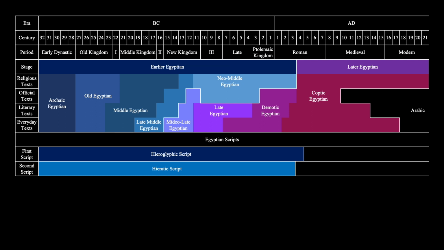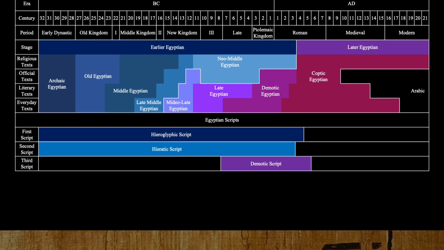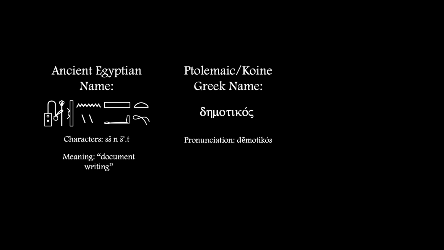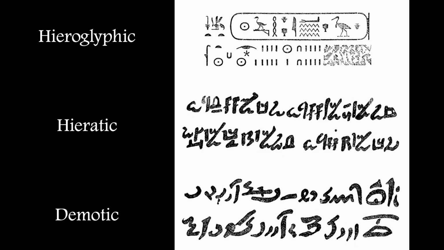Around the 7th century BC, a further simplified version of the Lower Egyptian hieratic script would begin to be used in less formal contexts. The ancient Egyptians would call this script document writing. The Greek historian Herodotus referred to it as demotikos, or popular. This is where its modern name, demotic, comes from. The name demotic would be applied to both the script and the stage of Egyptian spoken by the public at that time. Demotic further simplified the forms of the characters.